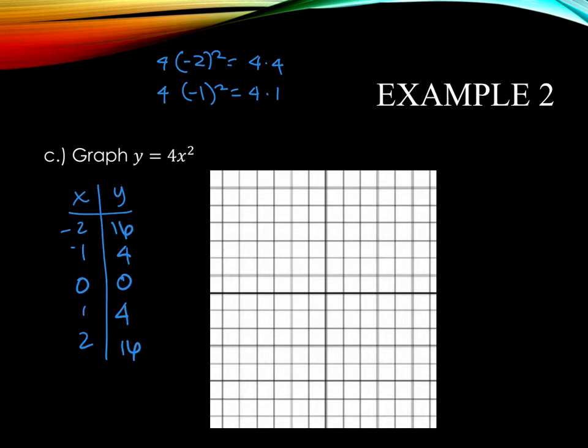So again, I'm going to plot these points. I can't get the coordinate points -2, 16, or 2, 16, so I just plotted the other 3 here. But notice that I get a much narrower parabola, but it is still U-shaped.